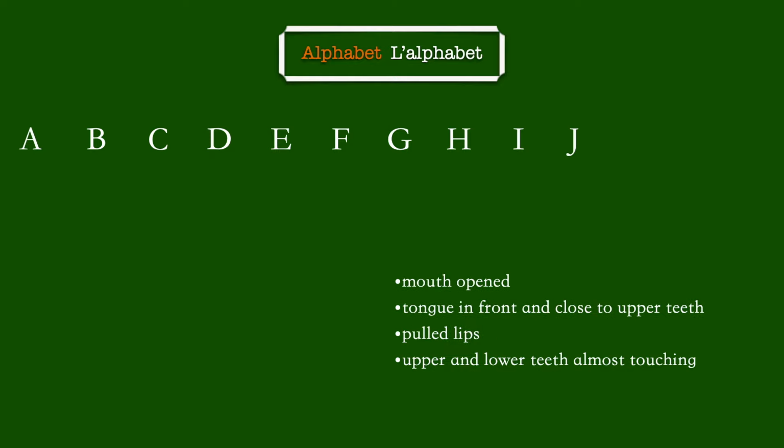J is the French pronunciation. In order to master the pronunciation of this letter in French, you need to follow the following advice. Your mouth needs to be opened a bit more than normally, and also your tongue has to be in front, and close to your upper teeth. Relating to your lips, they need to be pulled to the sides. Finally, you also need your upper and lower teeth to be almost touching each other. J.